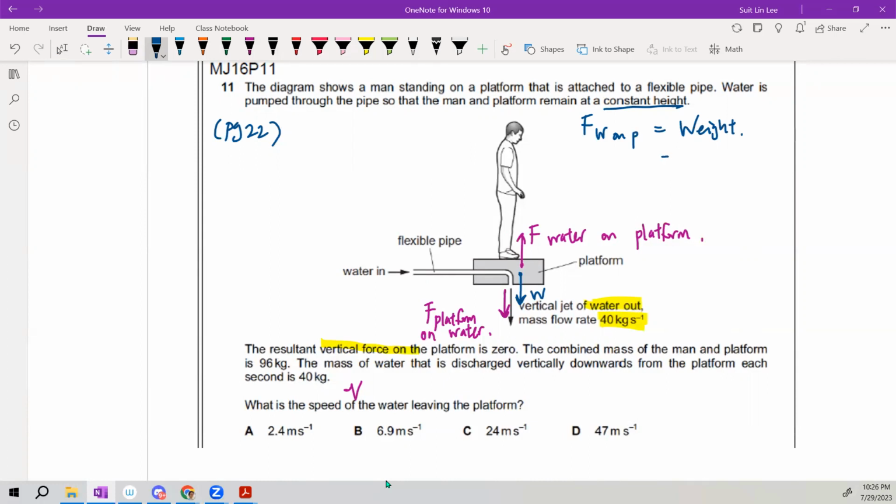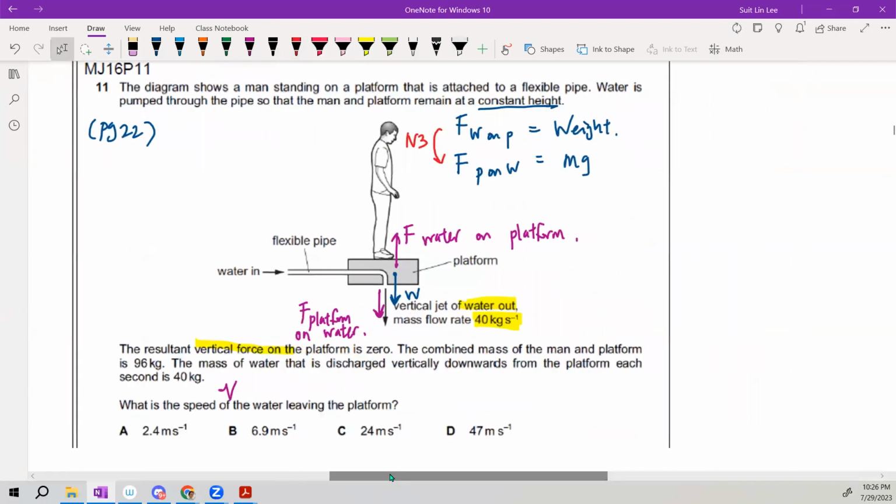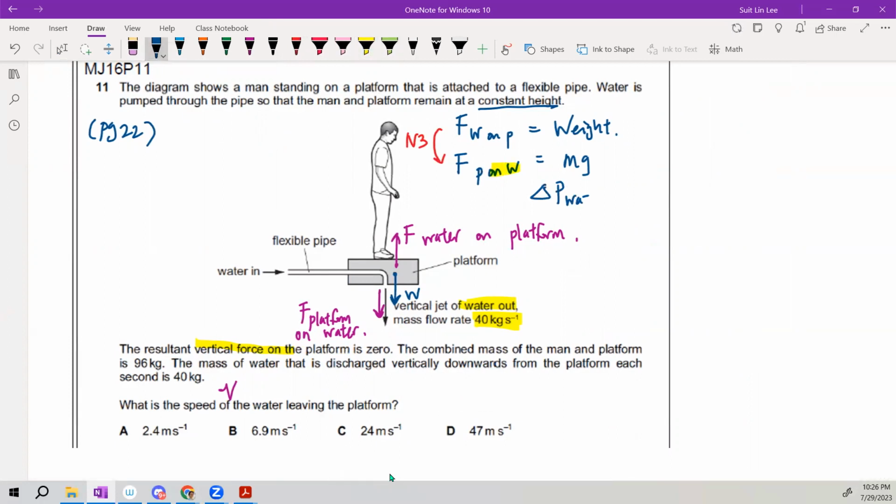So this is mg. But also at the same time, the force of the water on the platform is the same as the force of the platform on the water, because this is Newton's third law. So now if I want to find the force of the platform on the water, I will take the change in momentum of the water divide by time.